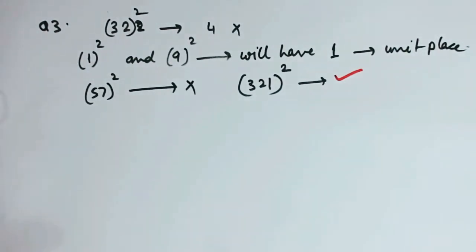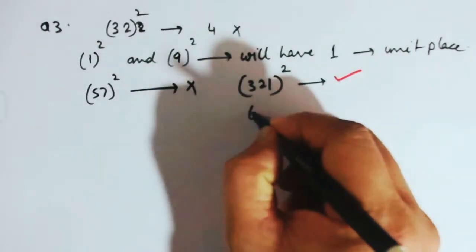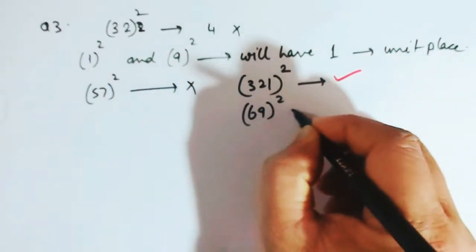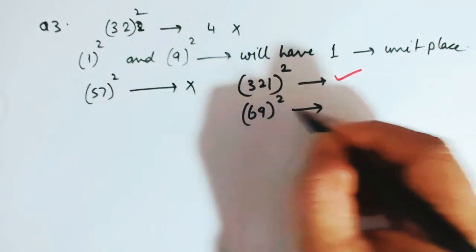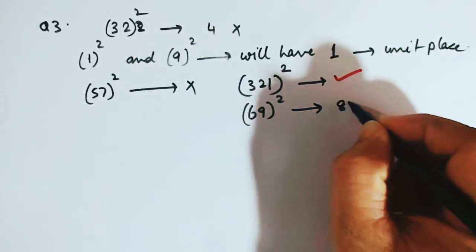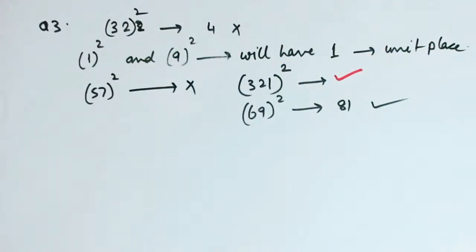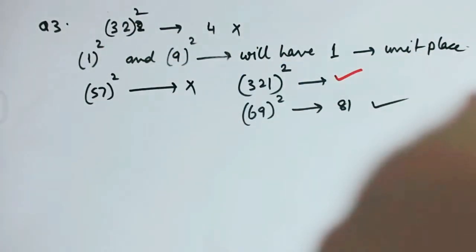Similarly, 69 square. So naturally 9 9s are 81. 9 9s are 81. This will have 1 in its unit place. Clear? Come on.